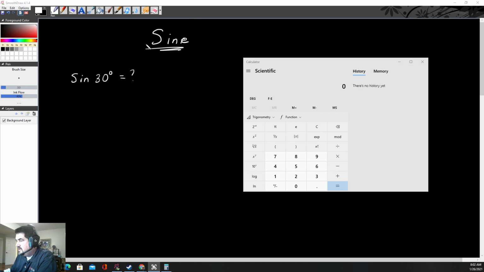Okay, folks, so today we're going to learn about sine. And the very first thing we're going to do, before we even get to today's assignment, is how do we even find the sine of something? For sines, we're going to be talking about angles. So sine of 30 degrees. What if I wanted to know what that equals? So what is sine of 30?